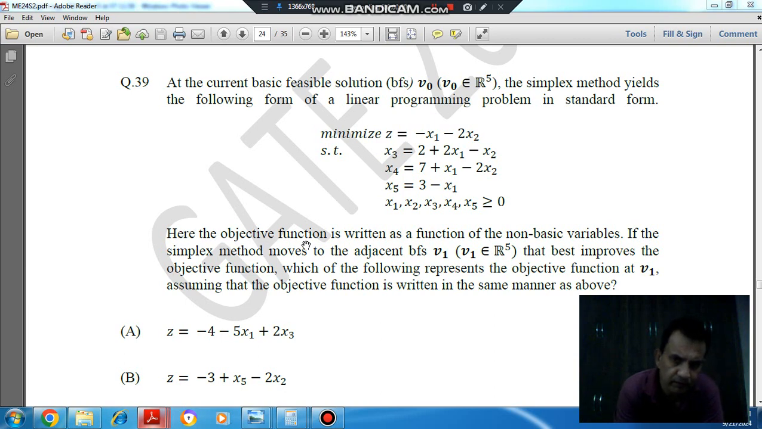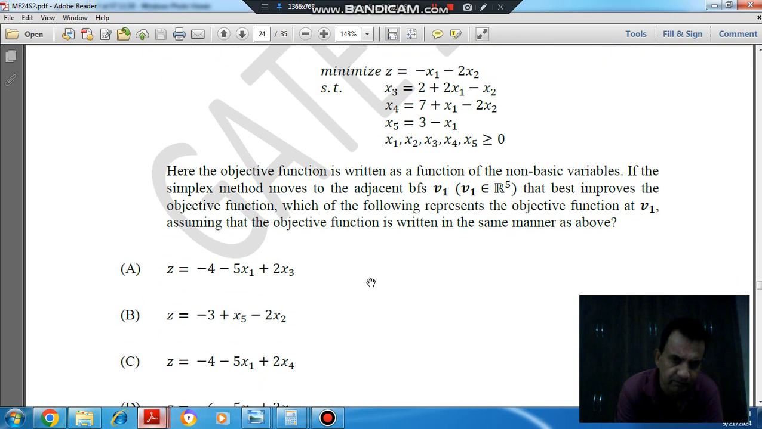Here the objective function is written as a function of non-basic variables. If the simplex method moves to the adjacent basic feasible solution V1, related to row number 5, that best improves the objective function, which of the following represents the objective function at V1, assuming that the objective function is written in the same manner as above?